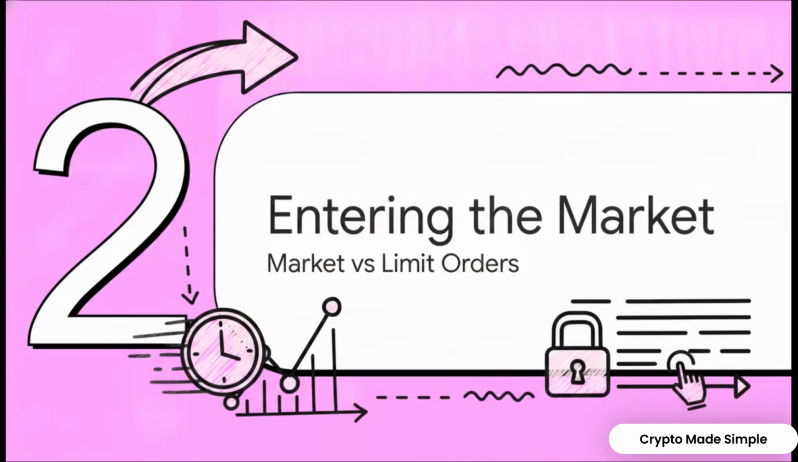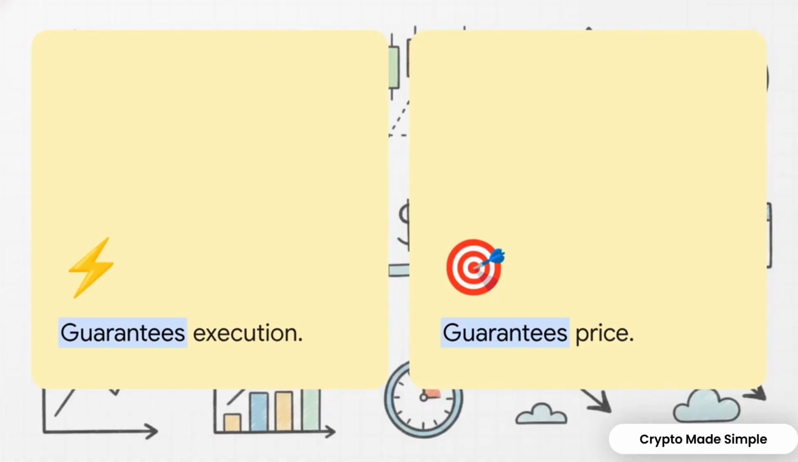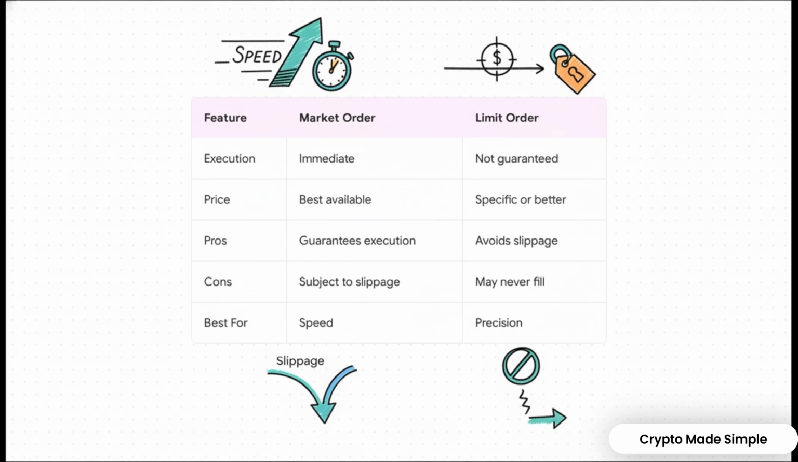Moving right along to part two, entering the market. Let's talk about the two primary tools you're actually going to use to get into a trade. That's market orders and limit orders. The crucial difference here comes down to this one idea. A market order guarantees execution, while a limit order guarantees price. You literally cannot have both at the same time. You always have to choose which of these two things is more important to you at the exact moment you enter the trade. Let's break down these trade-offs a bit more.